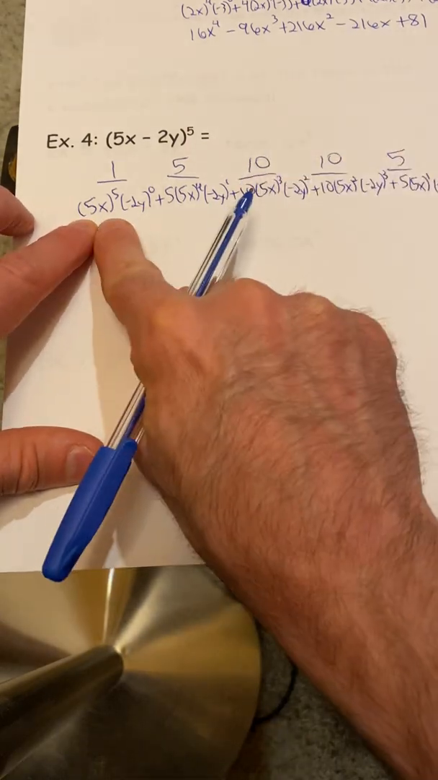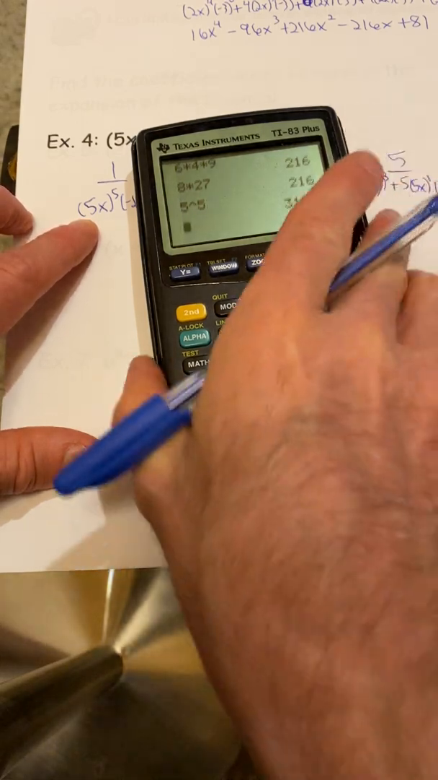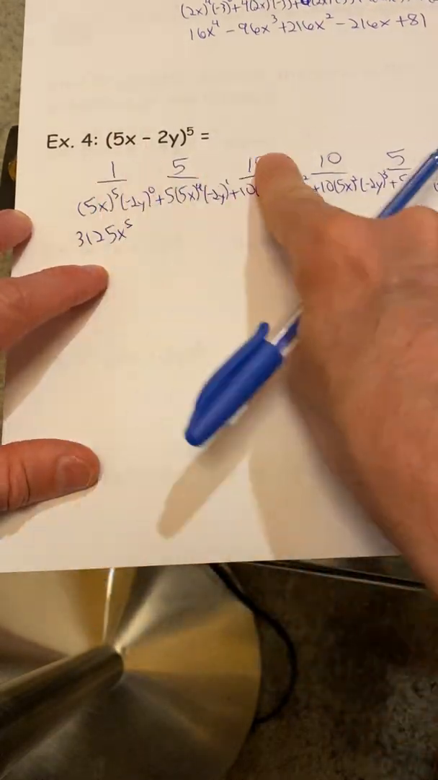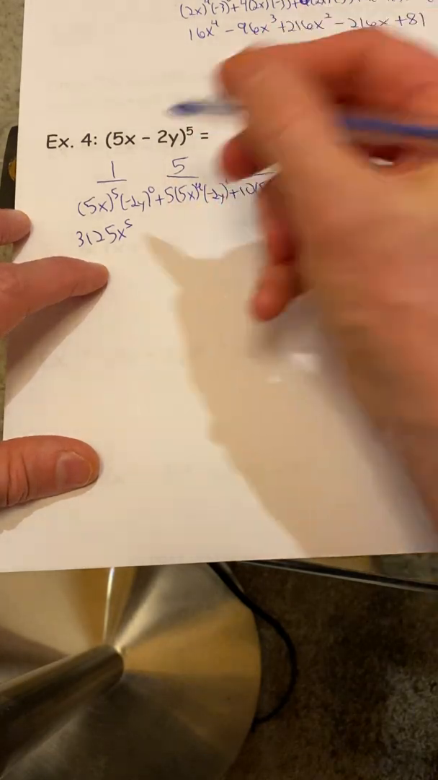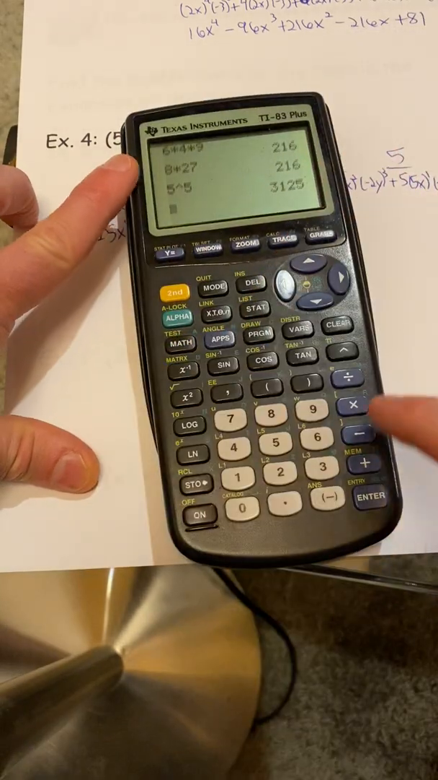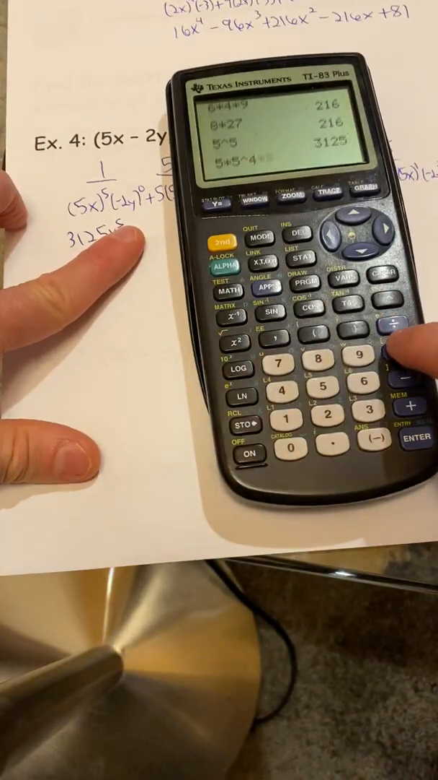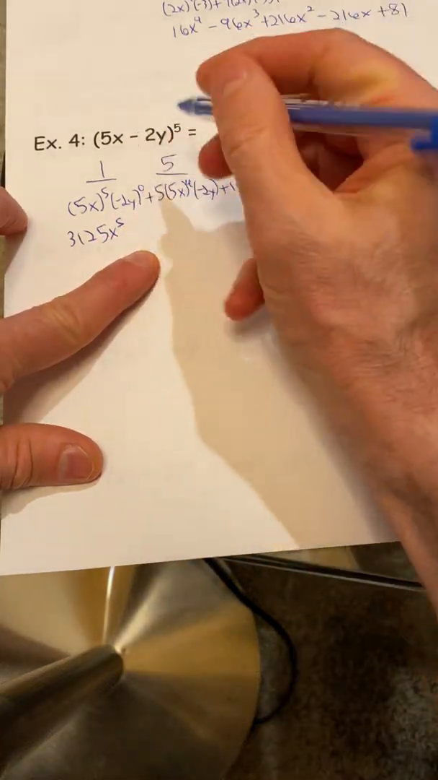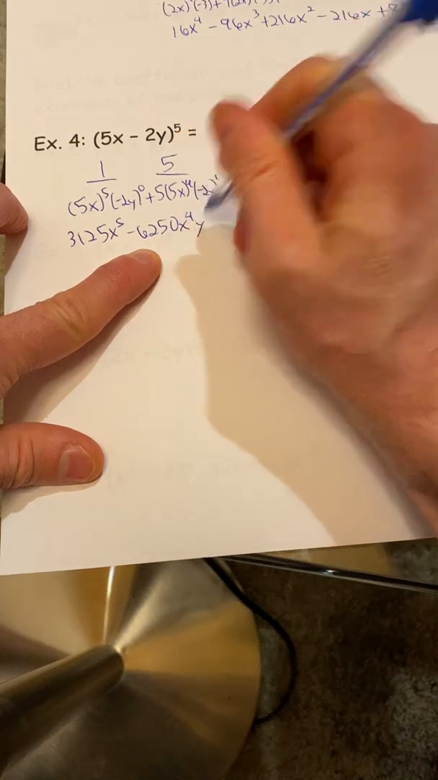Well, first off, 5 to the fifth, 3,125, x to the fifth. This is where you do not want to actually do the expansion individually with separate parentheses. I mean, this is kind of ugly as it is. Then we have 5 times 5 to the fourth, and then times negative 2, negative 6,250, x to the fourth, y.